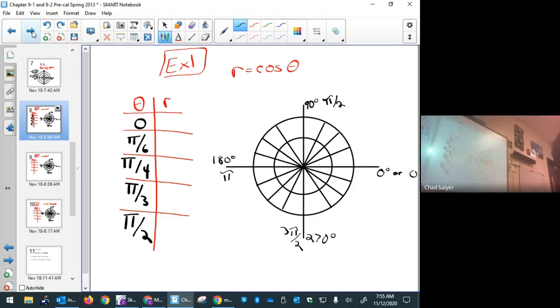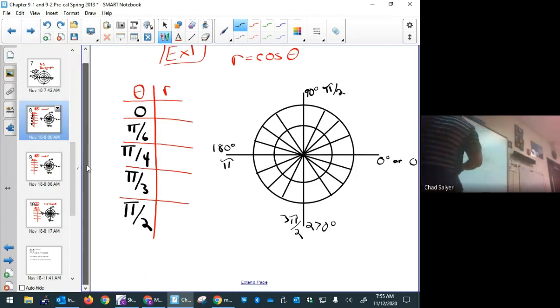Jesse, what's cosine of 0? Cosine of 0. Mm-hmm. Be 0. No. Cosine is the x-coordinate.